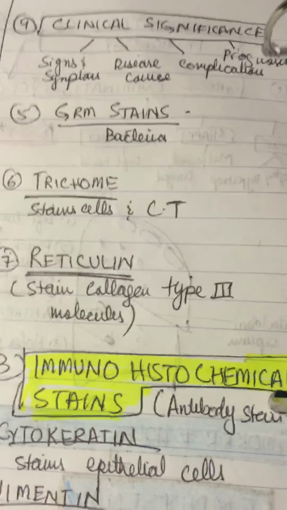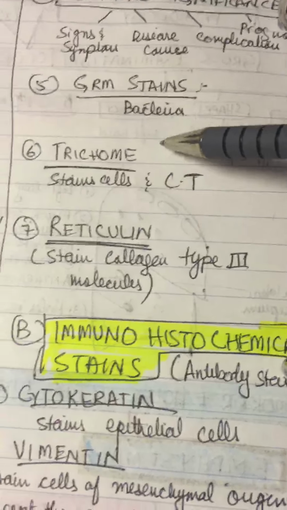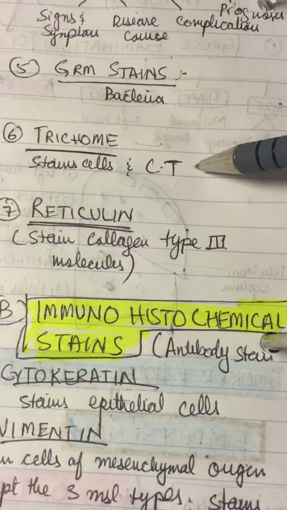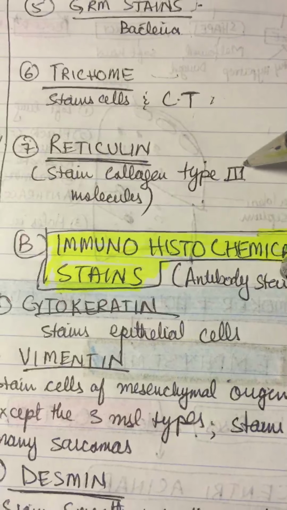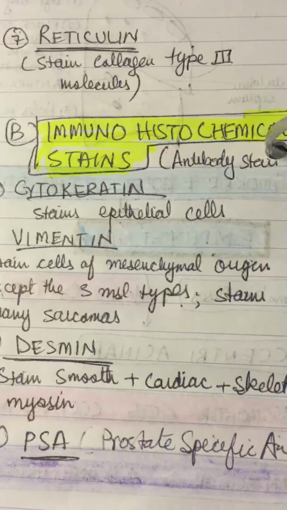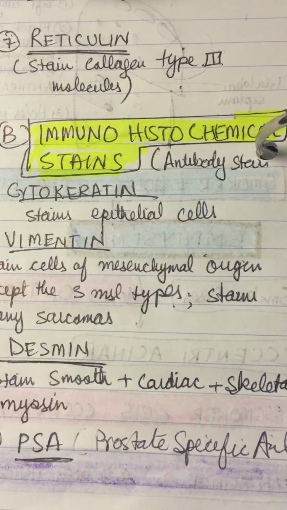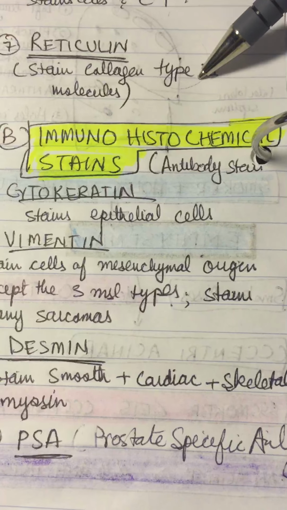The other stains that we are going to use are the Gram stain, that is going to stain bacteria, the trichrome stain, that is going to stain cells and connective tissue, and the reticulin stain, that is going to stain type 3 collagen. As we mentioned, these were all the histochemical stains. Now we come to immunohistochemical stains.